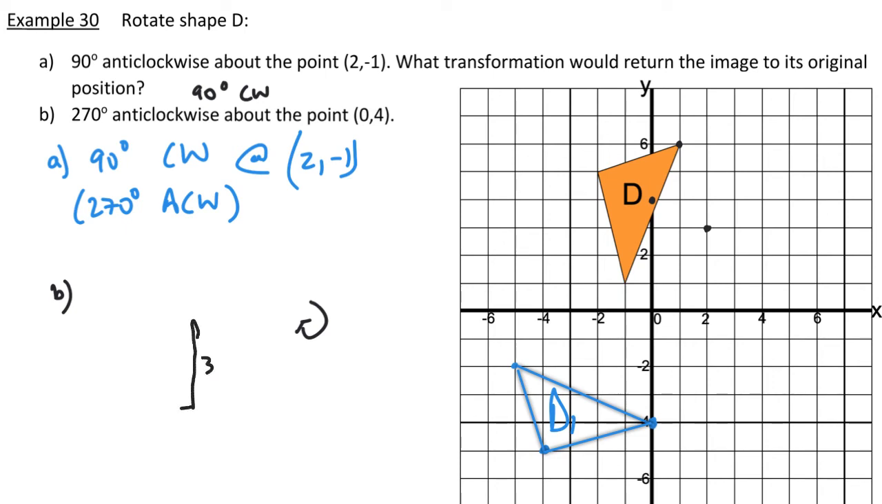Down 3 and left 1. And that rotates to left 3 and up 1. So we'll go left 3 and up 1, and that'll take us to the point -3, 5. And joining those up, and I'm going to call this one D2.